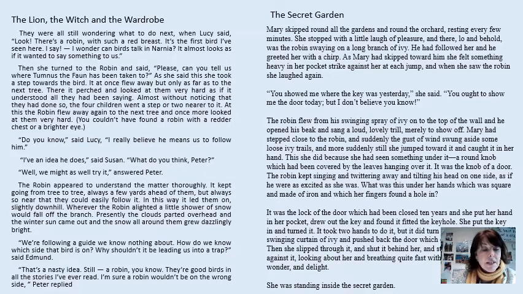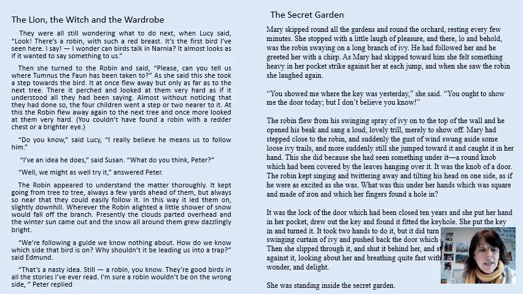It almost looks as if it wanted to tell us something." Then she turned to the robin and said, "Please, could you tell us where Tumnus the fawn has been taken to?" As she said this, she took a step towards the bird. It at once flew away, but only as far as to the next tree. There it perched and looked at them very hard, as if it understood all that they were saying.